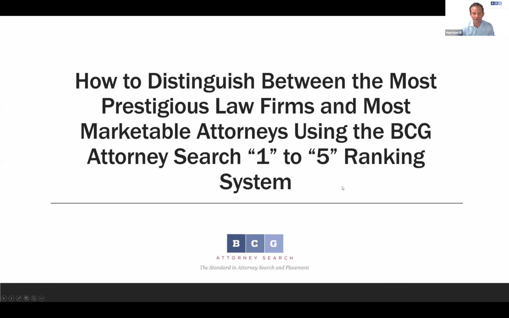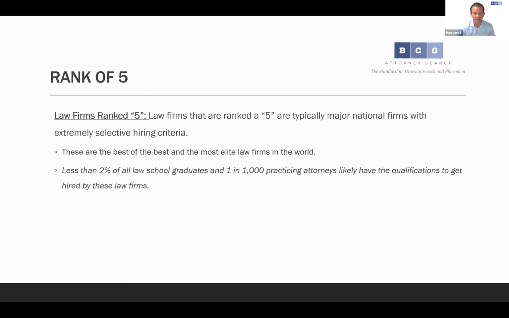So distinguishing between firms using this system is what we typically do. The law firms ranked 5 are typically going to be your major national firms with the most criteria. So it's not just a national firm, it's like one of the top national firms. It can also be a top boutique firm, but it's the ones with the absolute highest hiring standards.